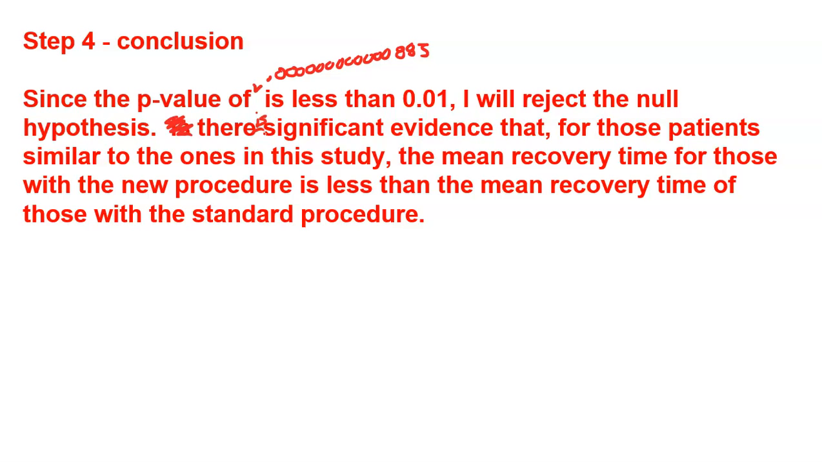So I'm actually concluding what I was hoping to conclude. And again, just make sure you use the word mean. It's the mean recovery time. I'm not saying that every individual that uses the new procedure is going to be faster. It's the mean recovery time for those with the new procedure is less than the mean recovery time for those with the standard procedure. So if you have a torn ACL, you might want to ask your doctor about a new procedure, so that your recovery time is faster. This is fictional, by the way, so I don't even know if that's actually true.